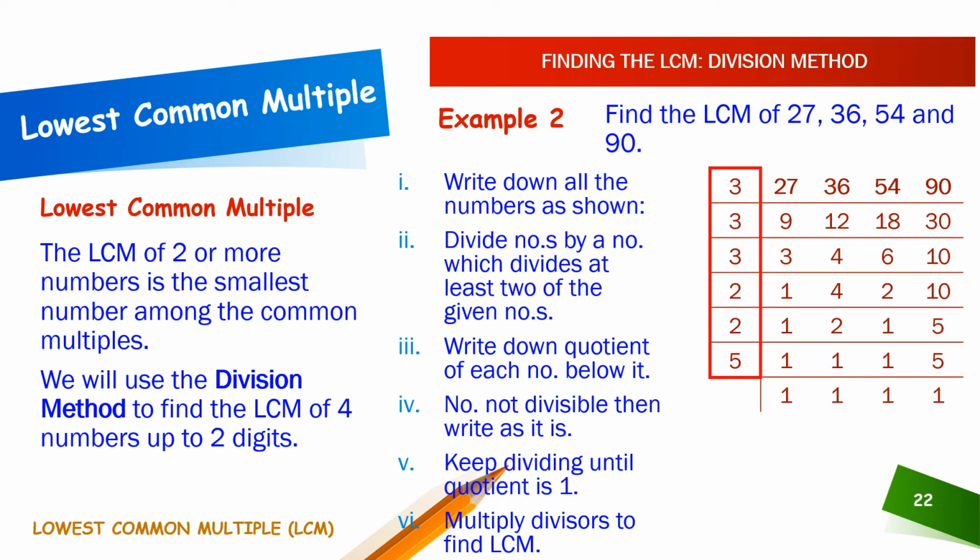Now multiply the divisors to find the lowest common multiple. So LCM equals 3 times 3 times 3 times 2 times 2 times 5, which is 540.